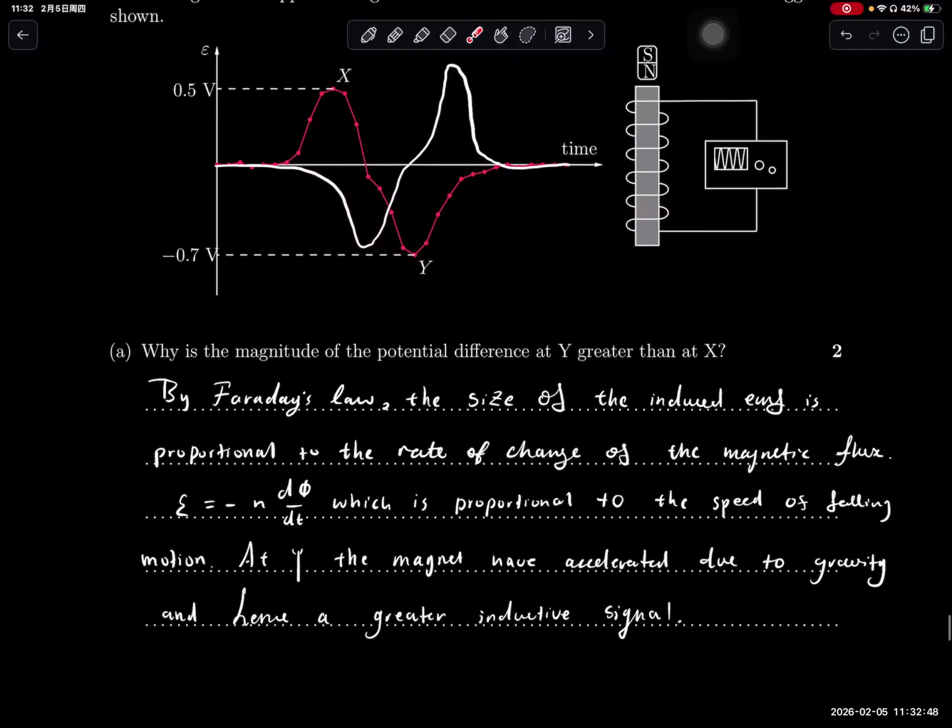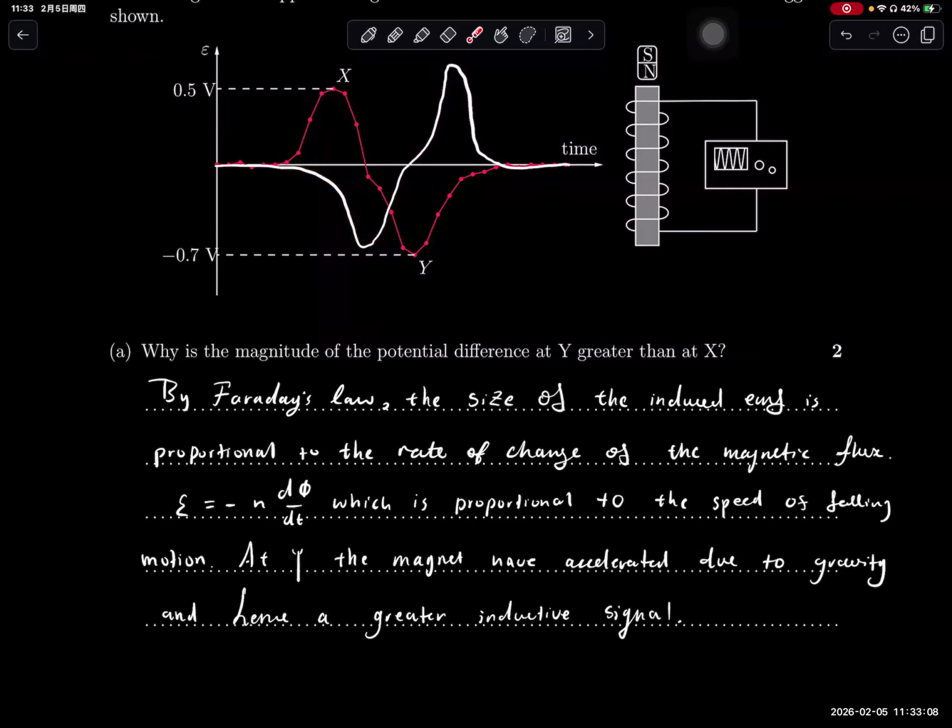The other thing to mention is that the graph needs to be flipped because now we have flipped the polarity of the magnet. So now the induced current will be in the completely opposite direction. So it goes downward first and then upward, and then the other properties follow. It goes downward, and then it goes upward with a higher magnitude.